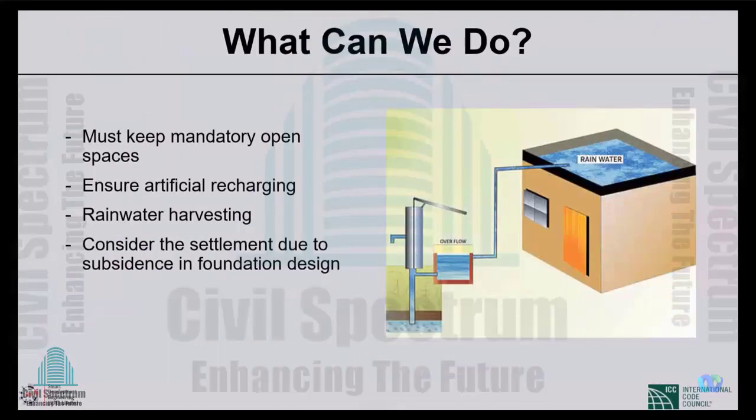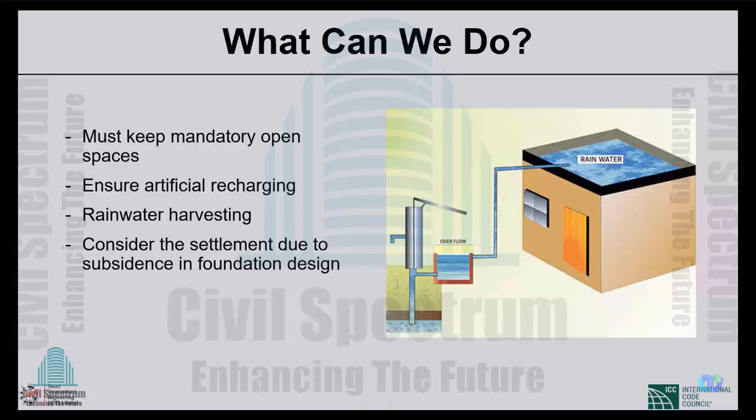So what can you do about it? Must keep mandatory open spaces, as BNBC mentioned. Ensure artificial recharging. There are a lot of things. Rainwater harvesting, and consider the settlement due to the subsidence in foundation design.